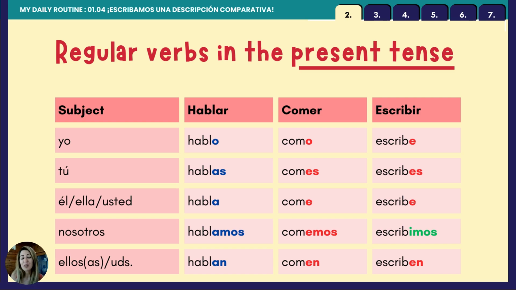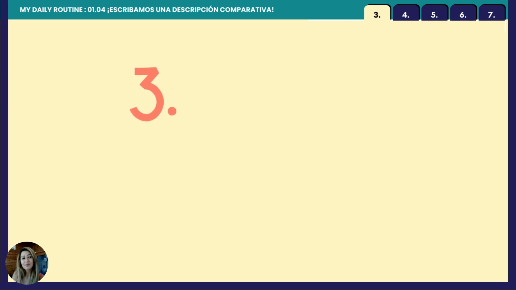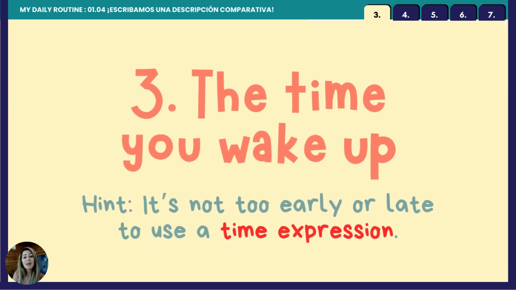Hopefully you are quite familiar with this verb chart, especially from Spanish 1, so we won't spend a lot of time in there. The important thing to know is that the verb for to live, hopefully you remember, is vivir. It is an IR verb, so where would you land this verb if you're talking about yourself? Número 3, the time you wake up.